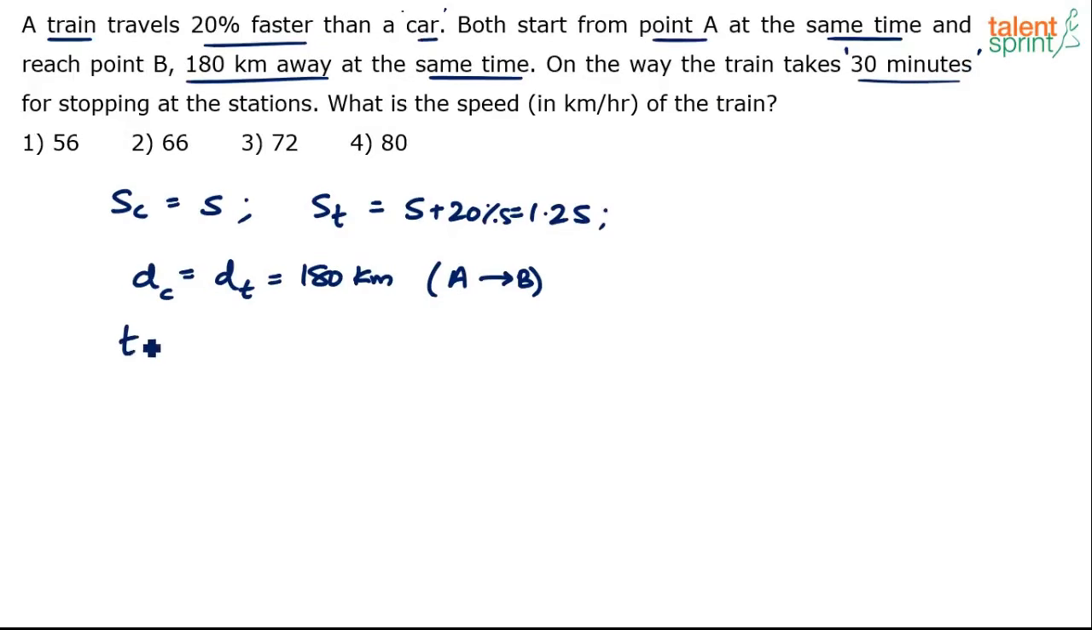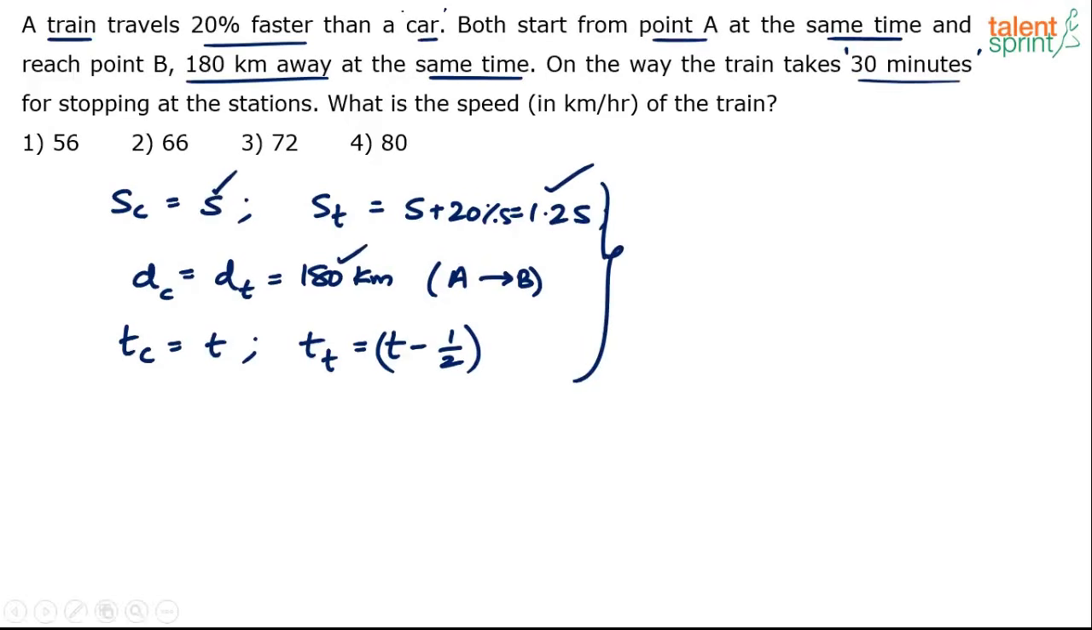So let's assume the time taken by the car is equal to T hours. The time taken by the car is T. So what will be the time taken by the train? It will be T minus half hour. T minus half hour. Yes or no? That's it. Again, don't go by the number of steps that we have put on paper. You can directly take the variables S, 1.2 S, 180 is the distance. This is T, then this will be T minus half.